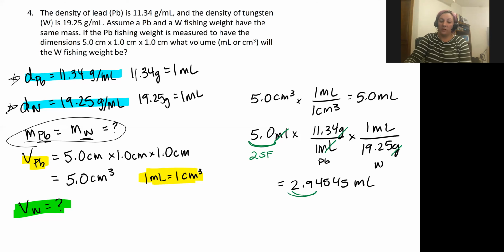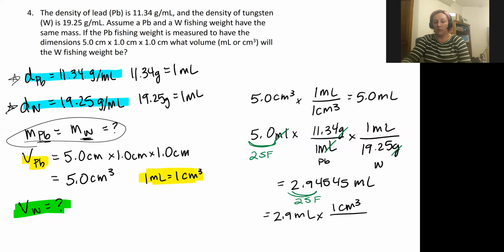So if I am working with 2 significant figures here, I'm going to report 2 significant figures as well for this. So I'm at 2.9 milliliters. And I can convert this into centimeters cubed if I want as well, if I like the symmetry of knowing them both in terms of their dimensions. And so that would be 1 centimeter cubed divided by 1 milliliter equals 2.9 centimeters cubed.